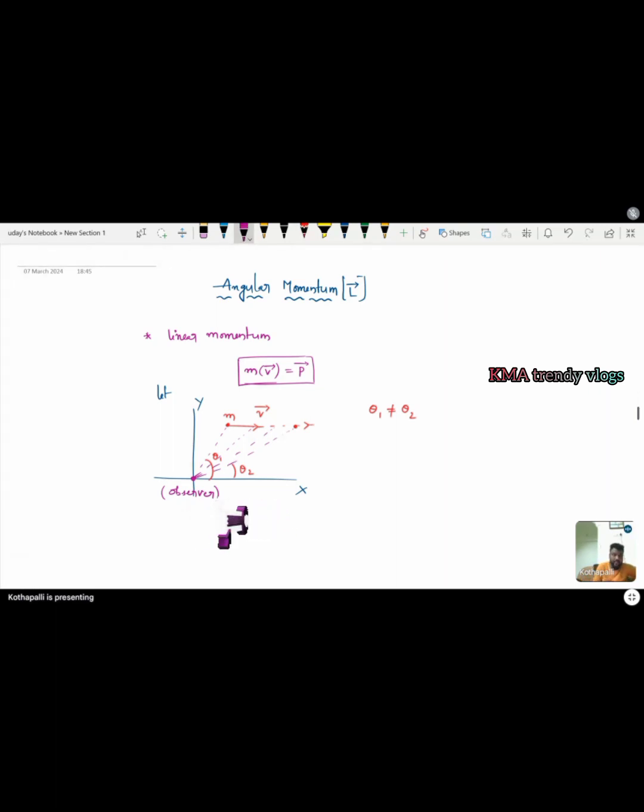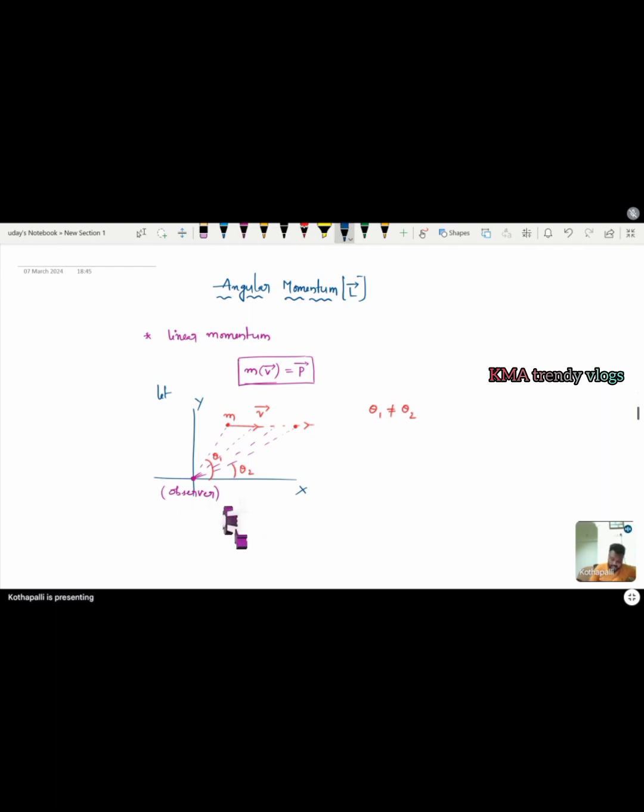So the basic definition of angular momentum, we can say technically, not mathematically, is the moment of the momentum. Moment of the momentum means the rotational effect of the momentum. As we know, moment of force is torque, like the rotational effect of force. Like that, the moment of linear momentum is said to be angular momentum.